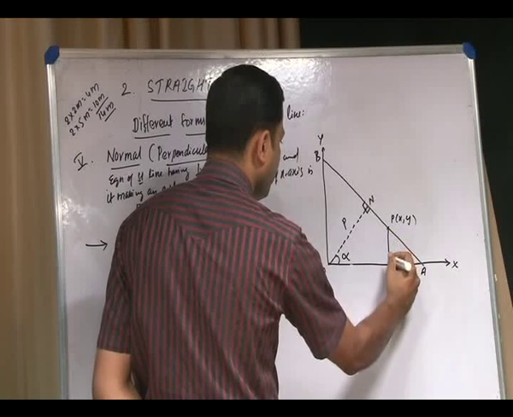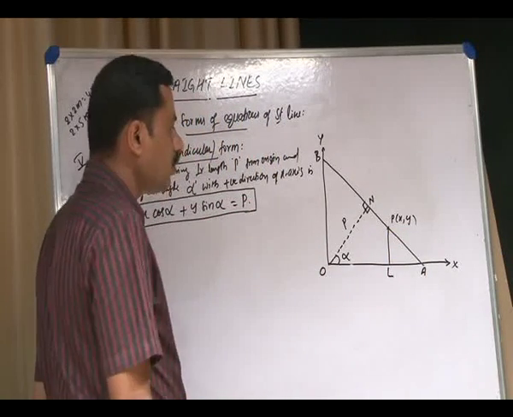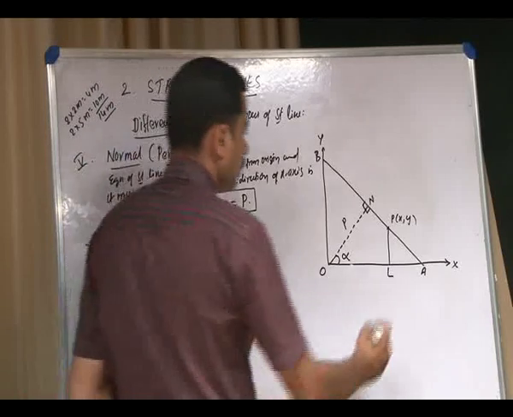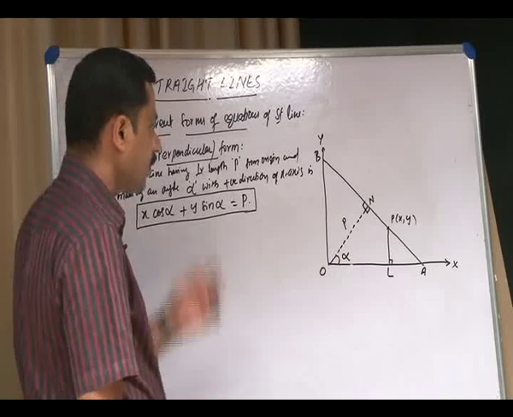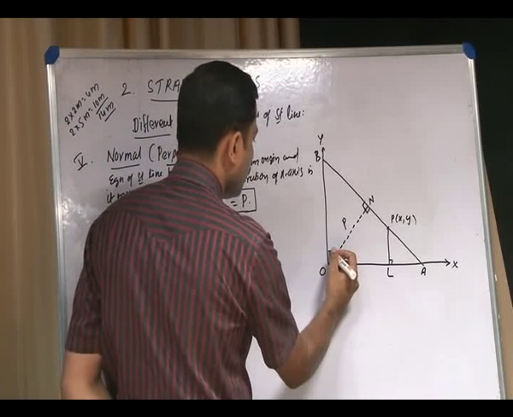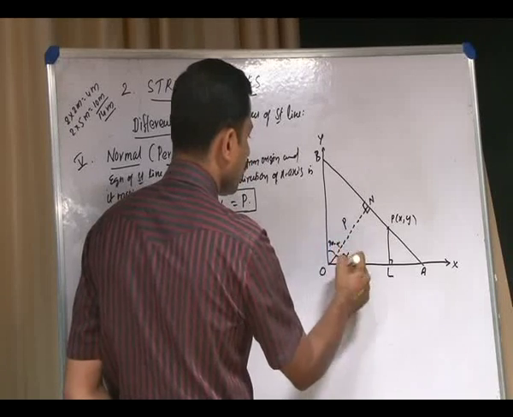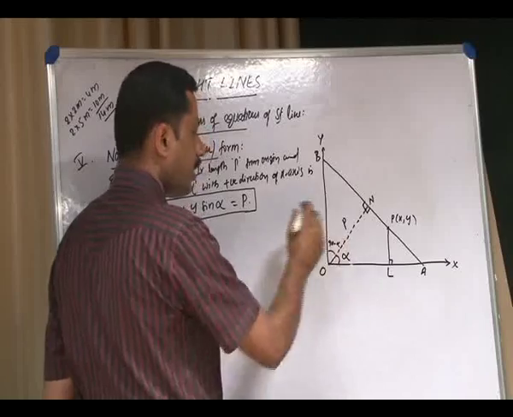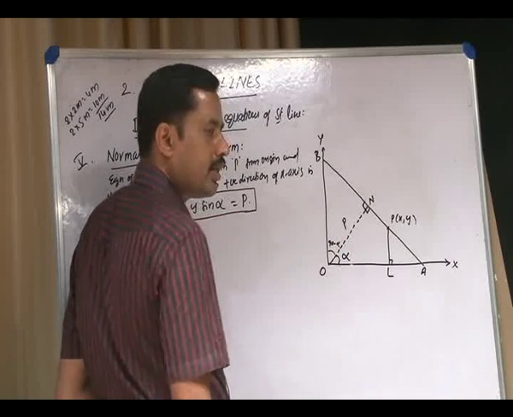Draw PL perpendicular to the x axis, or perpendicular to OX. So this is the perpendicular here. Then from the figure it is clear that if this angle is alpha, then this becomes 90 minus alpha, since the total angle between the x and y axis is 90 degrees.